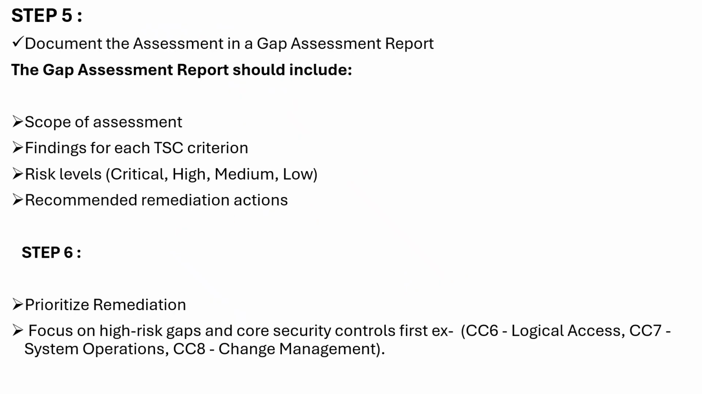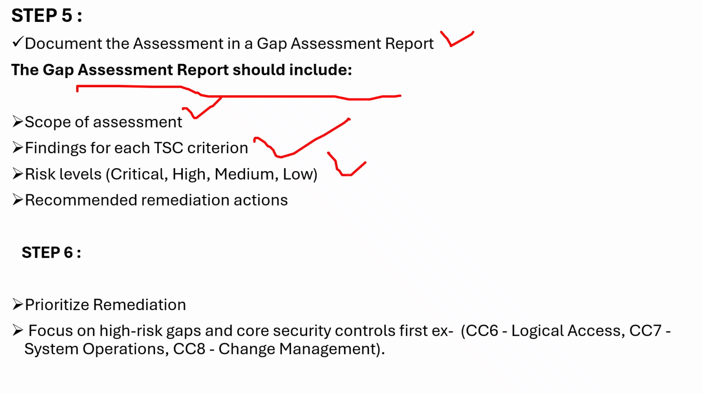Step number 5, you need to properly document the assessment in a gap assessment report. The gap assessment report should include the scope of the assessment, the findings for each trust services criteria, the risk level of each, and the recommended remediation actions. In the next step, prioritize the remediations according to the impact and the severity of the control. You need to focus on the high-risk gaps and core security controls.